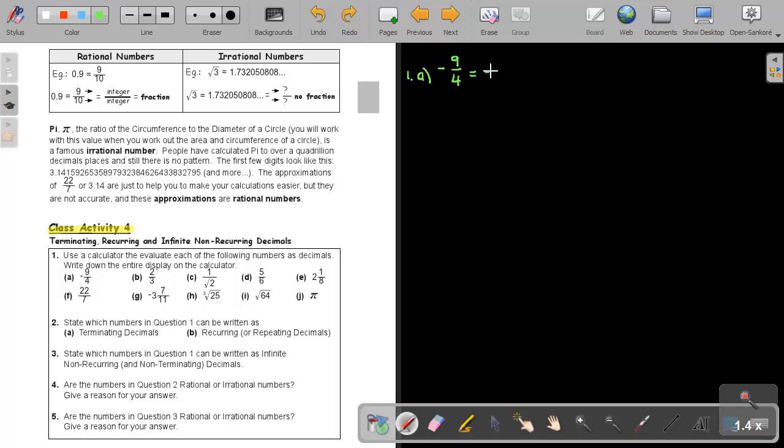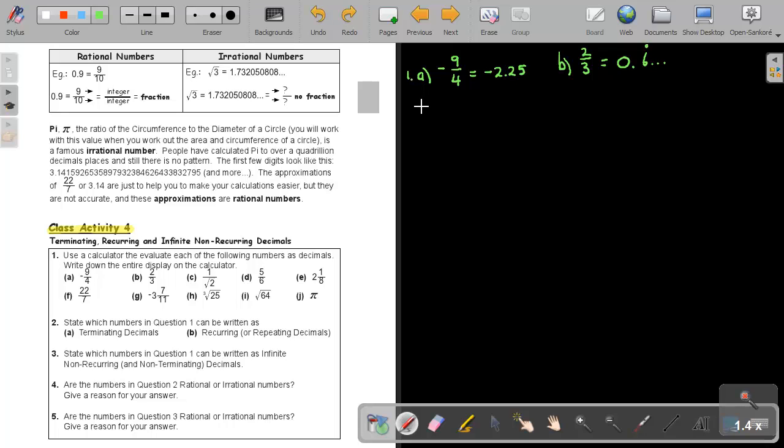So this is negative 2.25 and it stops there. Okay, let's look at number B. It's 2 over 3. So this will actually be 0.66666. Now to indicate that, I'm going to make a point there. So that 6 is continuing.